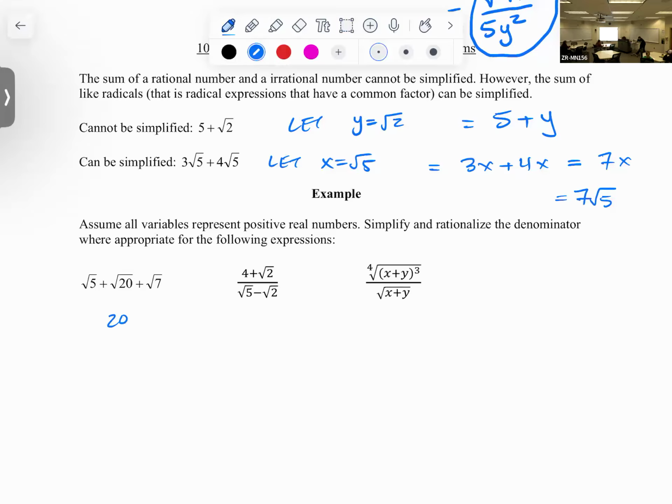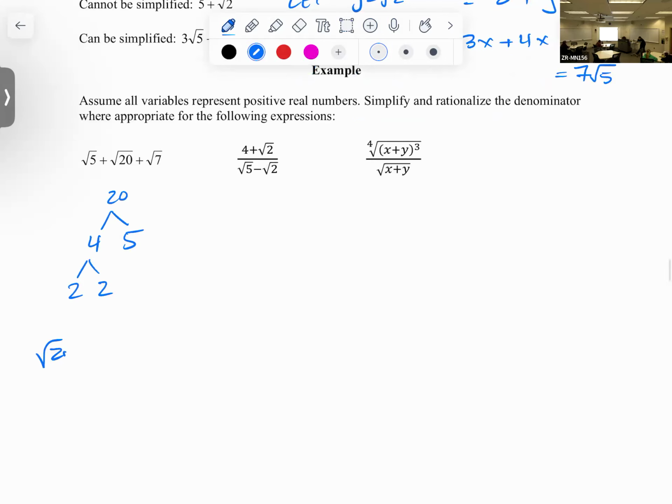So 20, let's do our prime factorization. That's 4 and 5. 5 is prime, but 4 I can break down, 2 and 2. So root 20, I can actually rewrite that as 2 squared times 5. And then remember when there's no number on the index, what number is always hidden? 2. Oh, look, square root and 2 squared means that I can pull a 2 out, and that leaves 2 root 5.